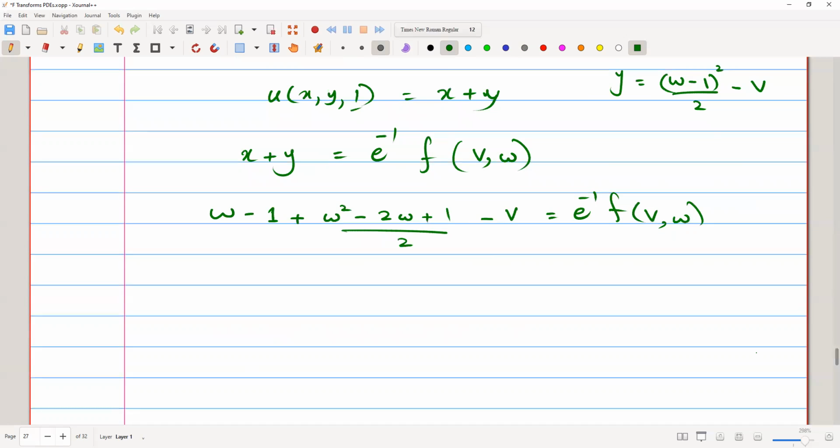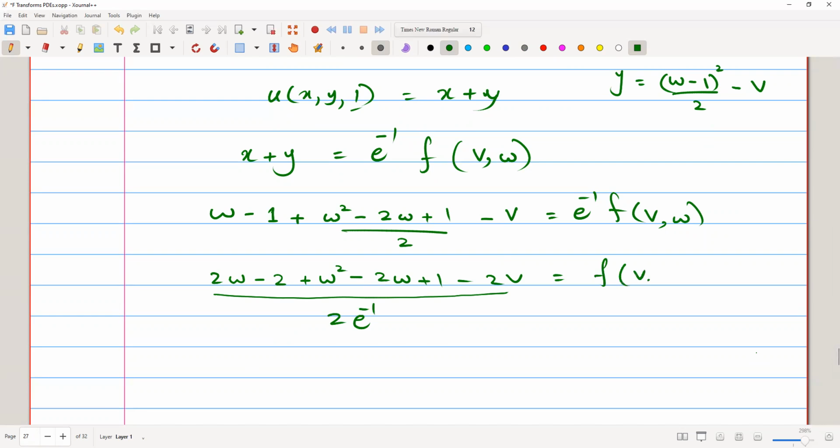Now from here, by just simple algebraic manipulation, we can simplify this result. So let's do that. Minus 2v over 2e to the power negative 1 equals function of v comma w. Then this 2w cancels, and we are left with w squared minus 2v minus 2 minus 2 plus 1 is minus 1 over 2 e to the power negative 1 equals f of v comma w.